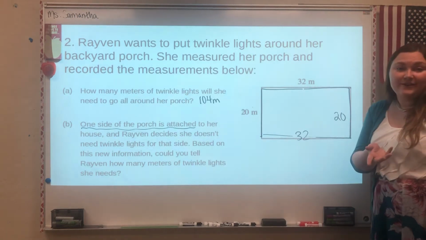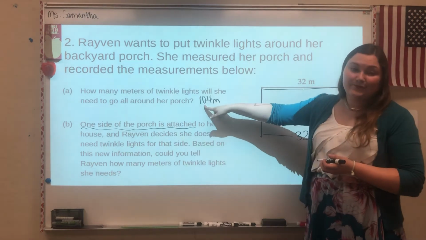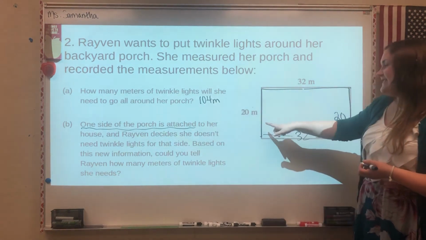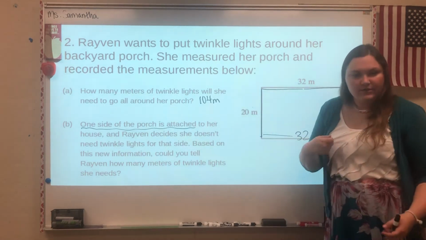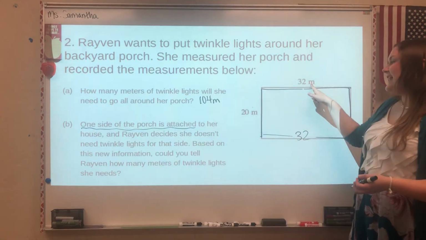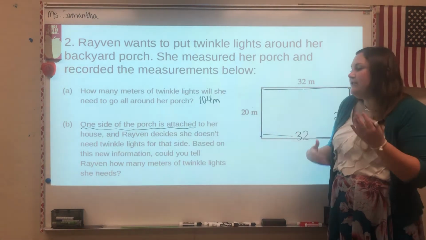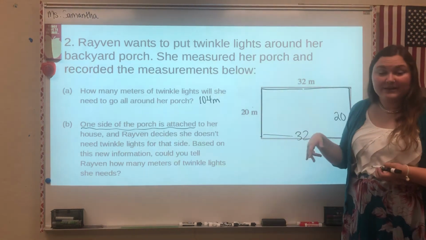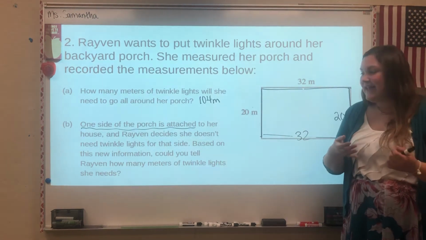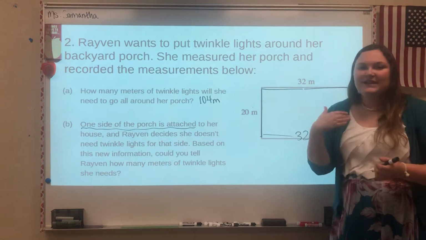What you could tell her is a strategy to figure it out. If we know she needed 104 before, if the side that's against the house is the 20 meters, you just take out 20, you subtract 20. Or if it's this side, you just subtract out 32. So the strategy is there. You could say, well, she only needs to add up the three sides that would have the twinkle lights, something along those lines. But based off of this, you could not give me a number.